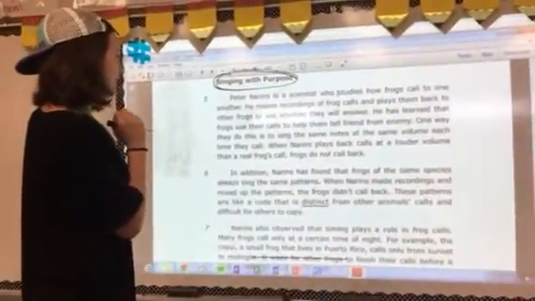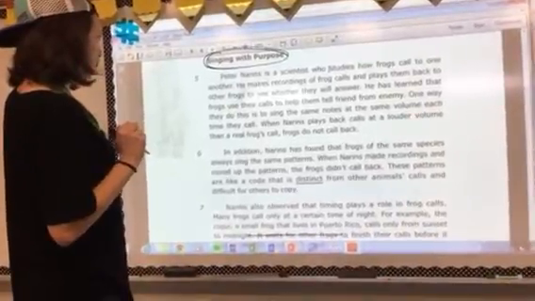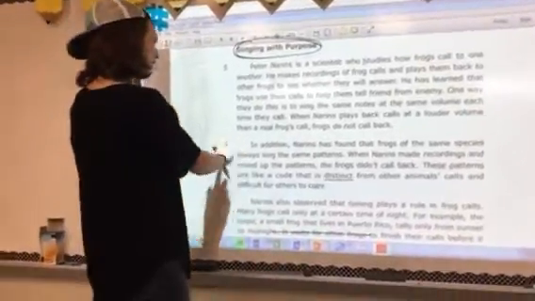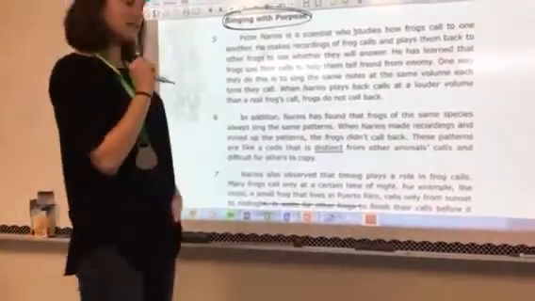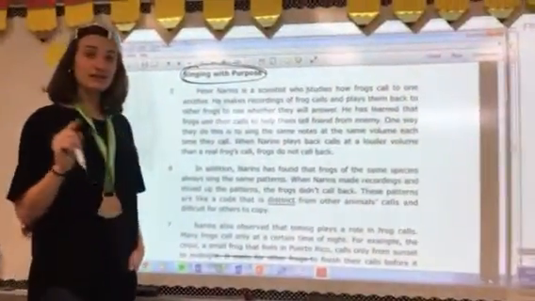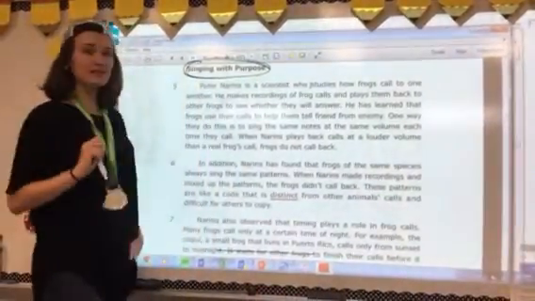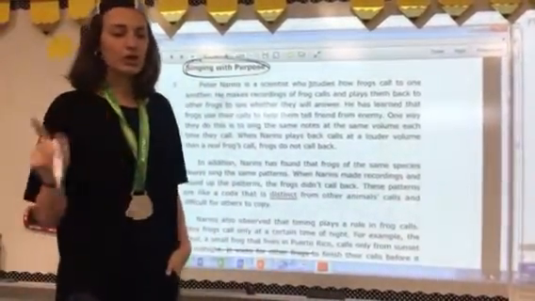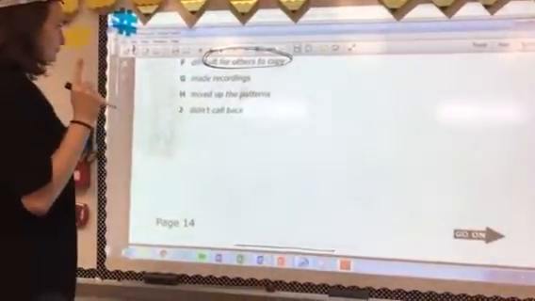Peter Narrans is a scientist who studies how frogs call to one another. This looks like it's a true fact. Let me move to the second paragraph. In addition, Narrans has found that frogs of the same species always sing the same patterns. This looks like true information. It's teaching me something. We have a heading that's teaching me something. It's got to be informational. So I'm going to move on to my next step.